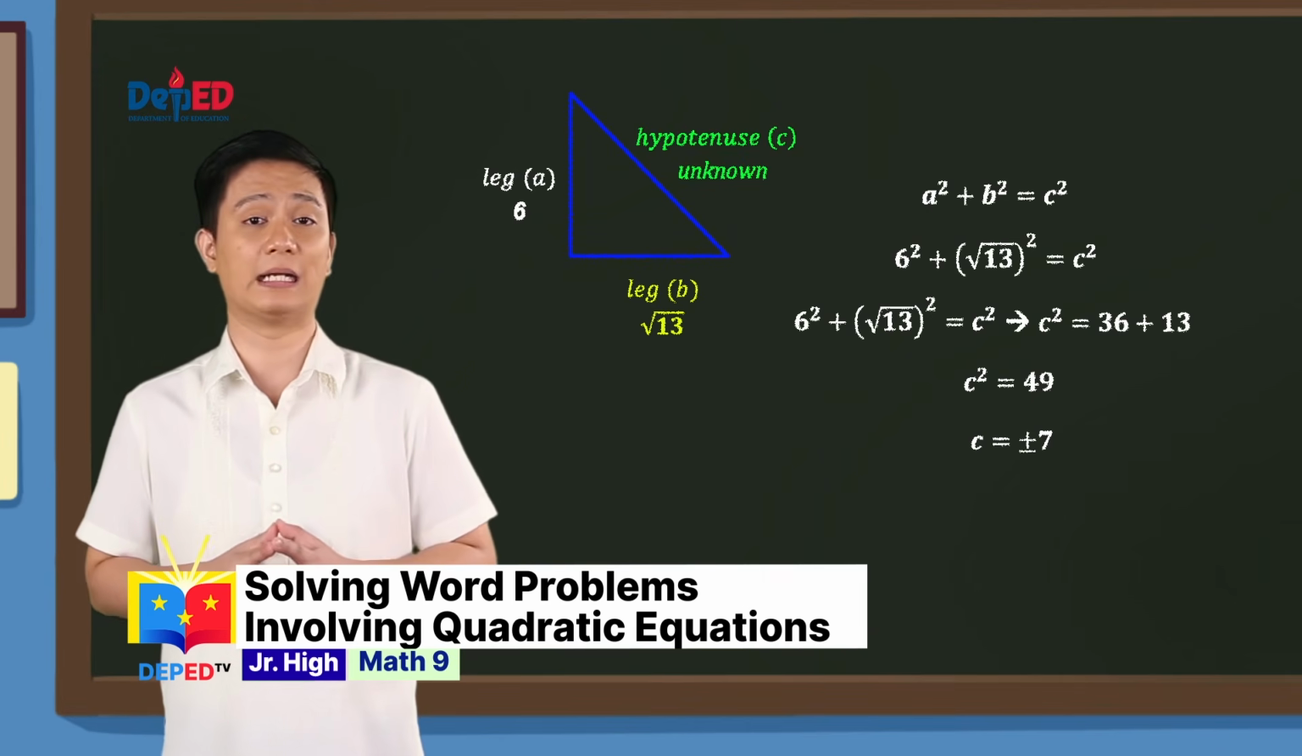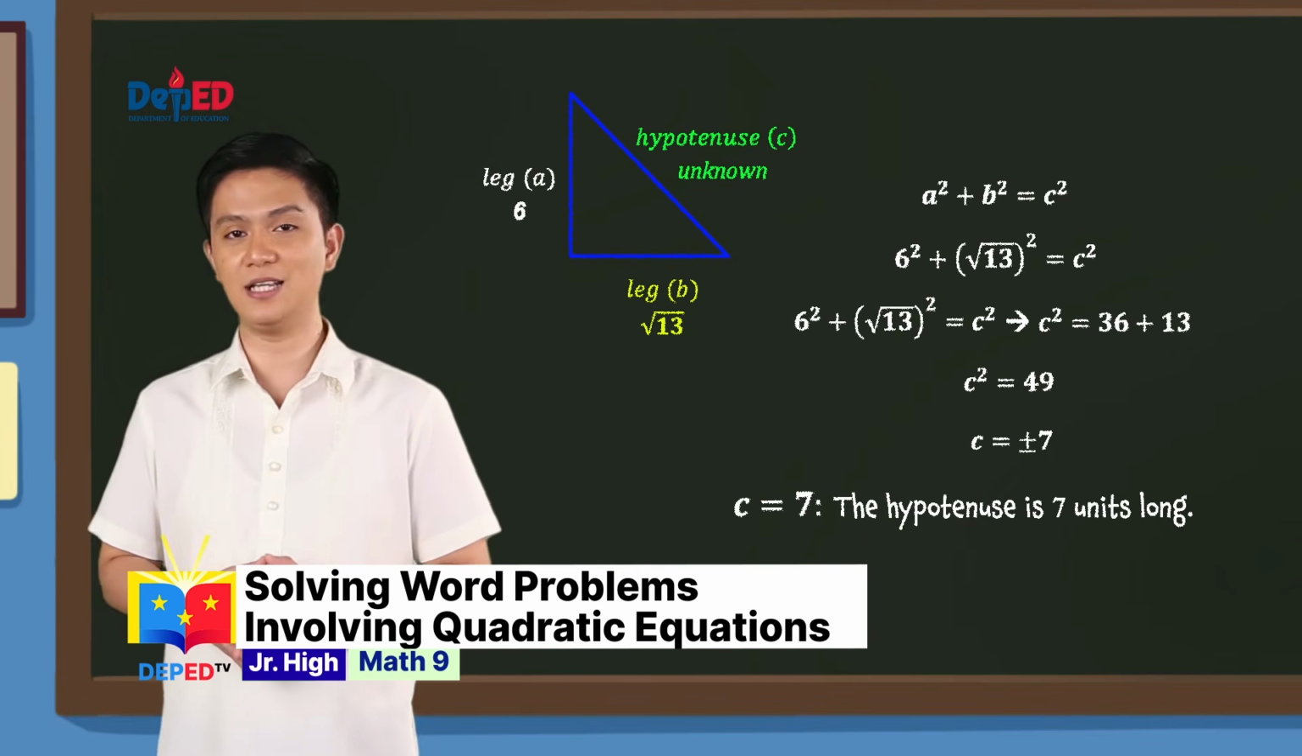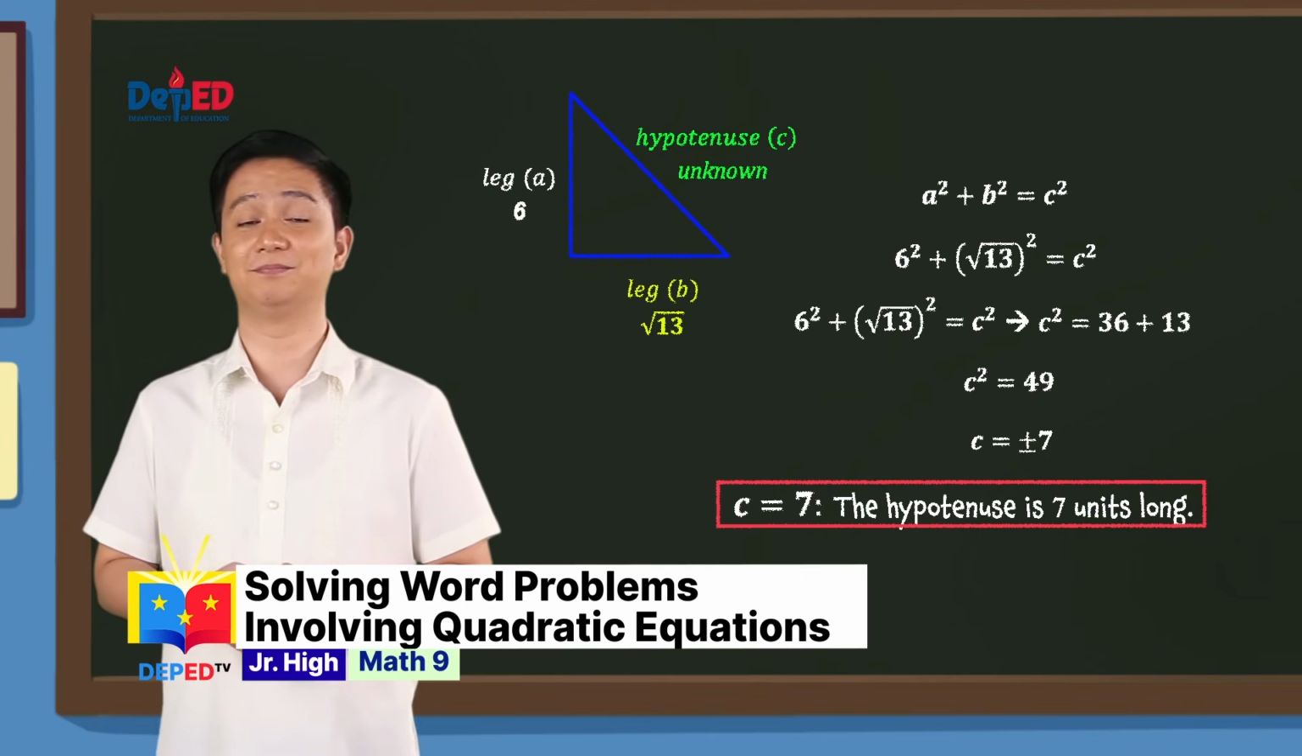But C represents the length of the hypotenuse and therefore should not be negative. So C is equal to 7. The hypotenuse is 7 units long. Problem solved!